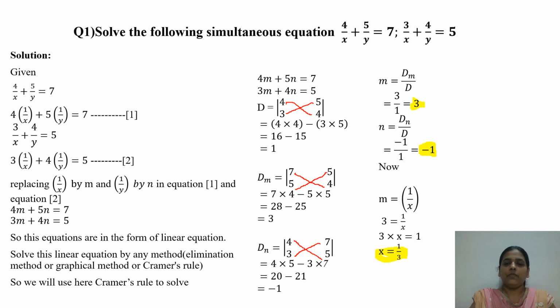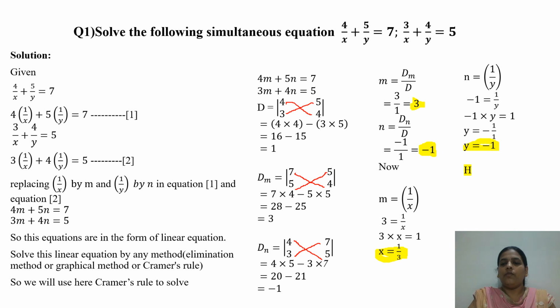Next, similarly n is equal to what? N is equal to 1 upon y. So put the value of n, that is minus 1 is equal to 1 upon y. Next, minus 1 into y is equal to 1, and after that y is equal to what? Minus 1 upon 1, that is y is equal to minus 1. So in this way we have to calculate what?